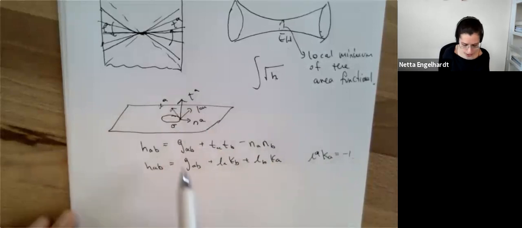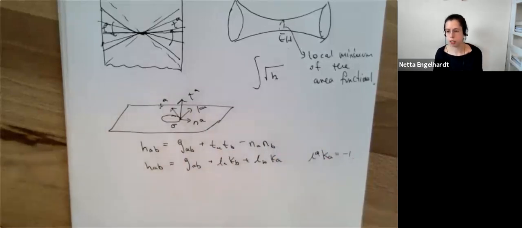So this is what I mean when I write down this: the square root of the determinant. This is the infinitesimal area element. Taking the integral over the surface gives you the area of the surface.